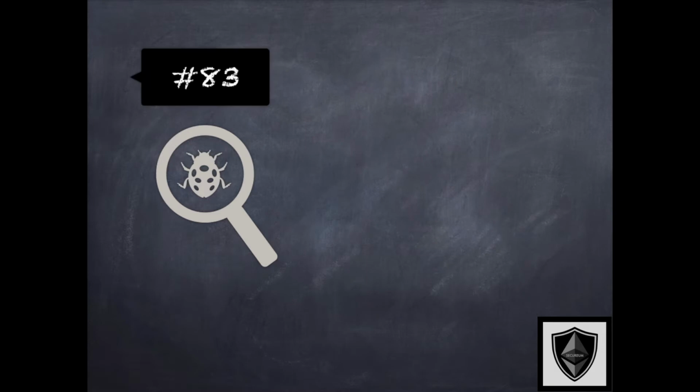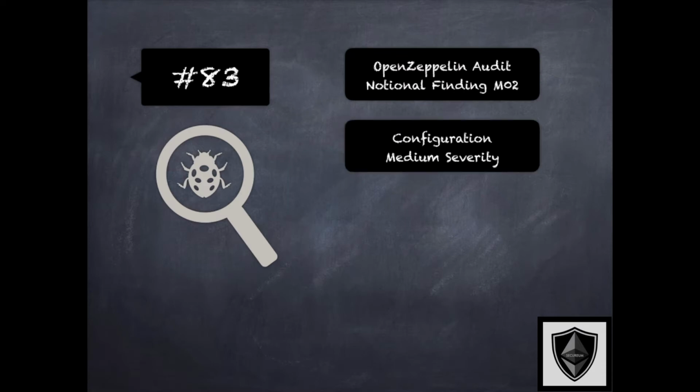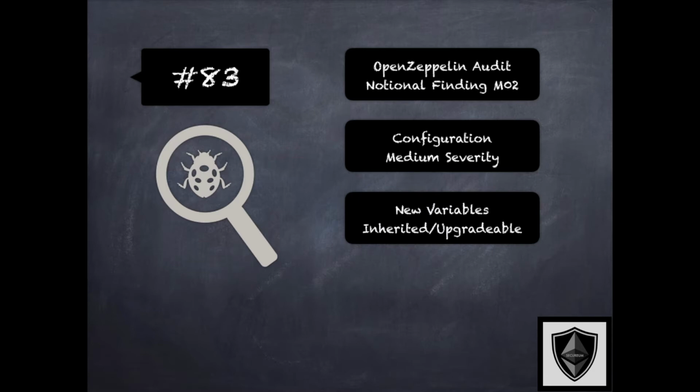83 is a finding from OpenZeppelin's audit of Notional, where it was a medium severity finding related to configuration, in which adding new variables to multi-level inherited upgradable contracts would break the storage layout. The Notional protocol used the OpenZeppelin contracts to manage upgradability with the unstructured storage pattern.